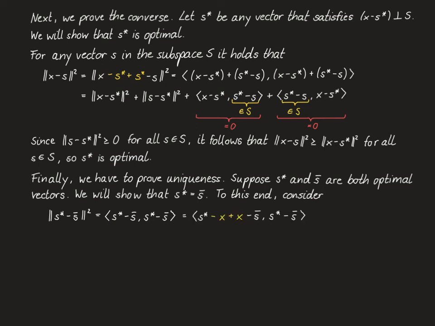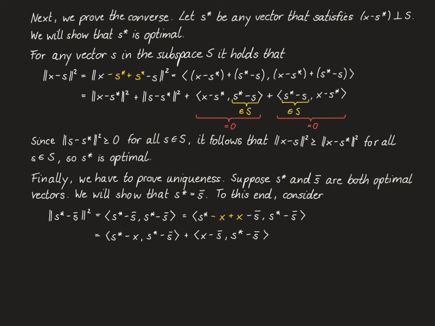And now in the first argument, we can subtract and add the vector x. So by conjugate linearity in the first argument, this equals the inner product of S star minus x with S star minus S bar, plus the inner product of x minus S bar with S star minus S bar.